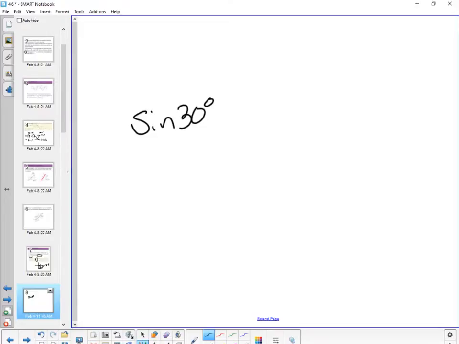If I wrote sine 30, what is sine 30 a call for? What is it asking me to find? It's asking for something specific. It's asking for a ratio of a triangle, right? Because doesn't this equal some ratio? It's the ratio of the opposite over the hypotenuse. So I'm just asking for some number, which is 1/2. Correct?